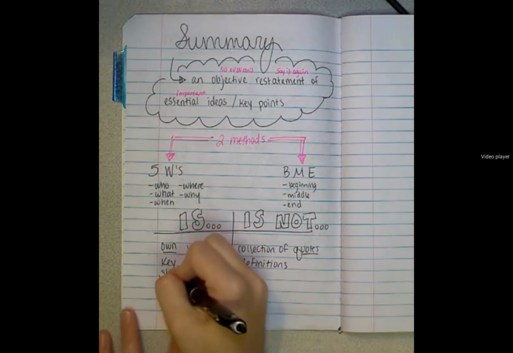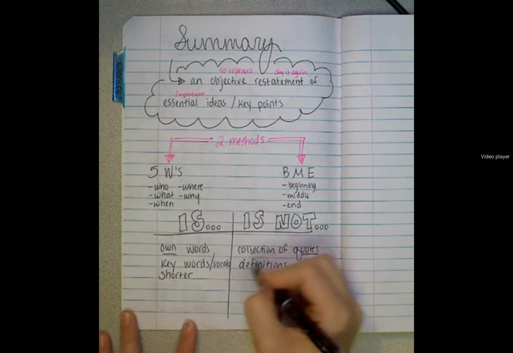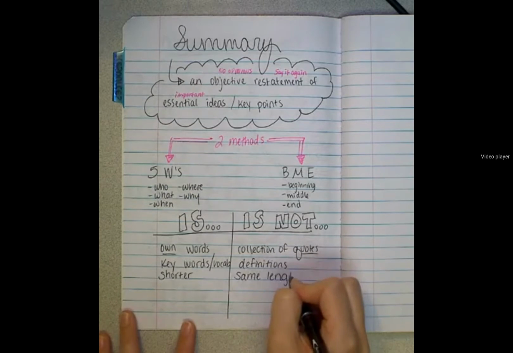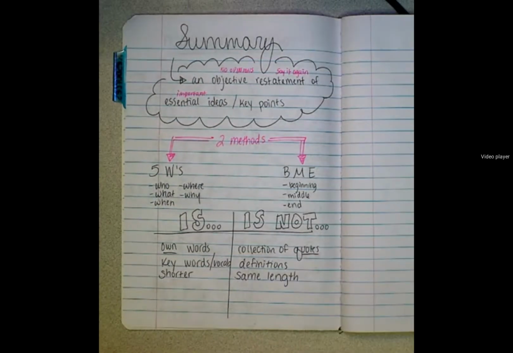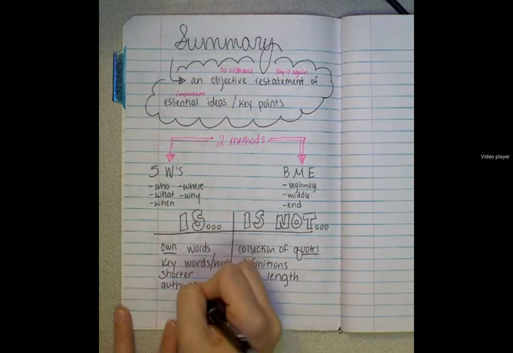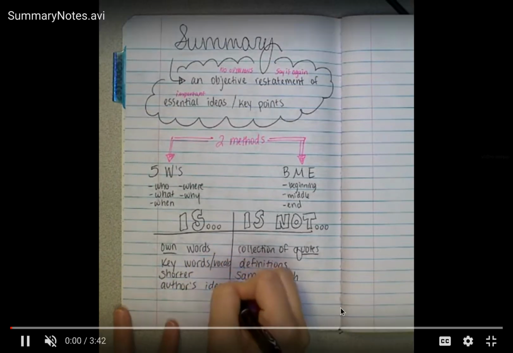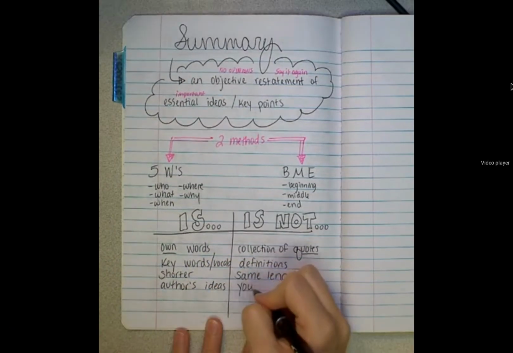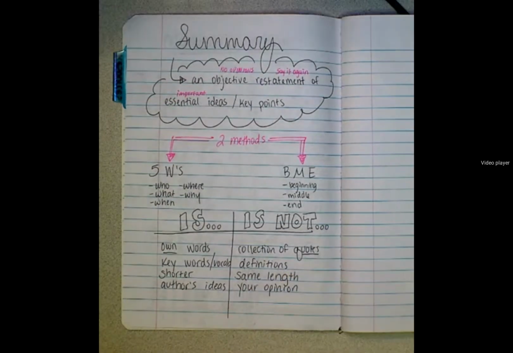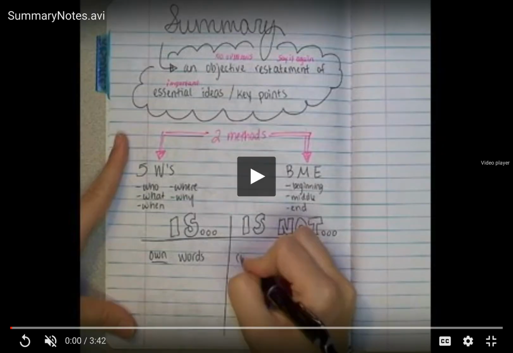Like I said, a summary should be quite a bit shorter. It should be about 1/3 of the length of the text. Most of the time, that's a couple sentences. It should not be the same length. That's something called paraphrasing. It should be the author's ideas, but in your own words. But it's not your opinion. So it's the author and what he or she thinks, not what you think about the topic.